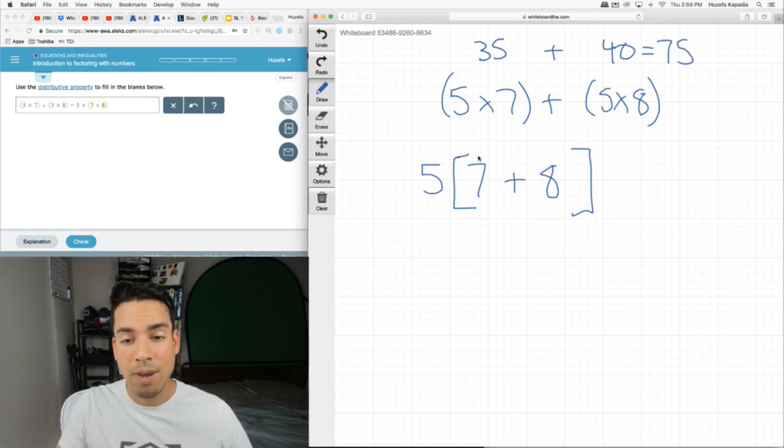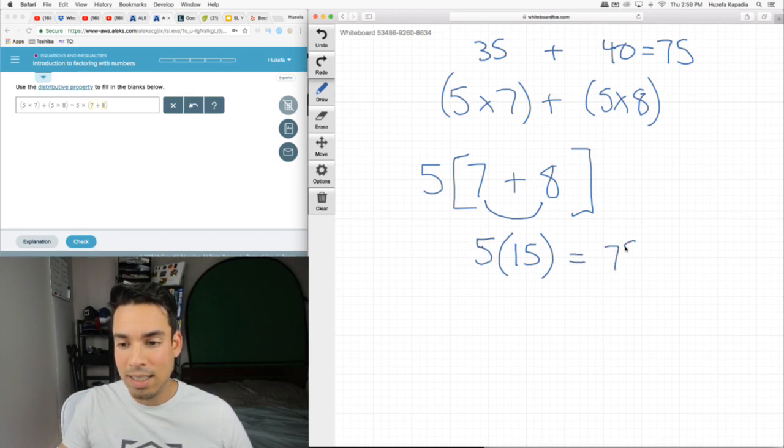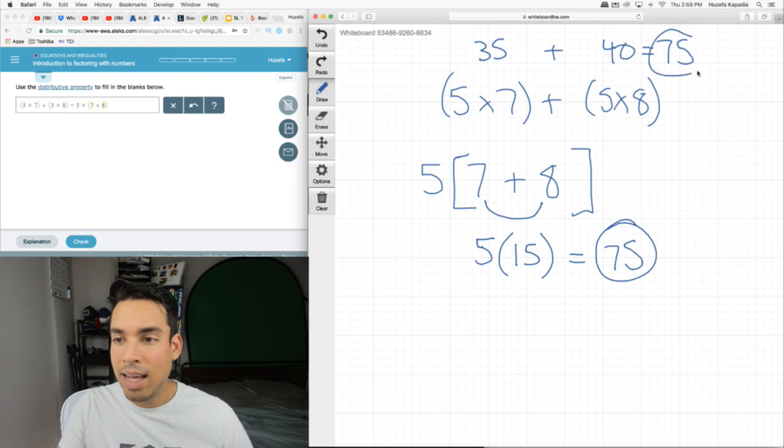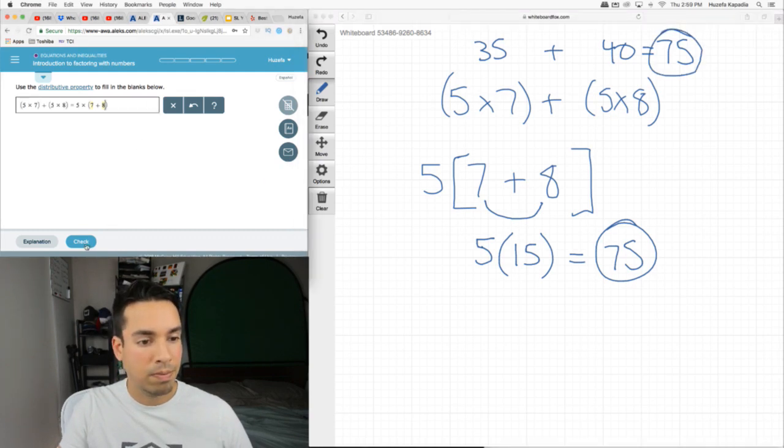So let's do it this way. I factored out a 5. Now PEMDAS says that we would add 7 plus 8 together and get 15. These are the same parentheses, these are just brackets, it's the same thing. And then now we have 5 times 15, and 5 times 15 is indeed 75. And that's what factoring is all about.